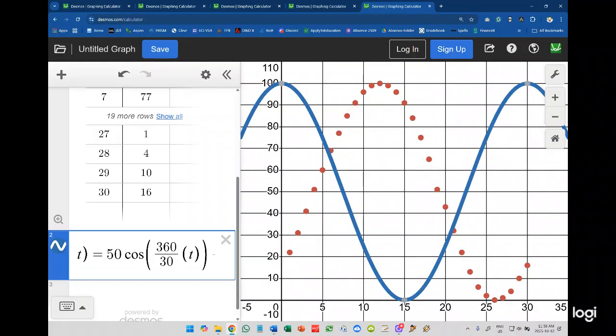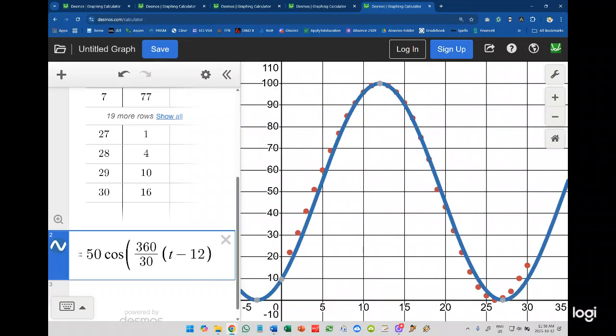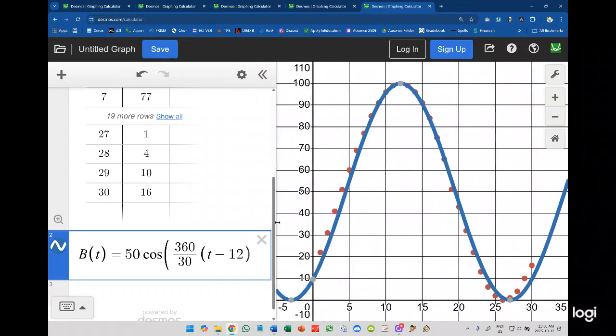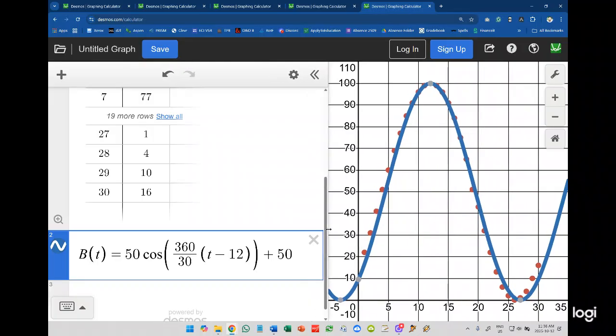And I'm going to notice that my first peak happens at November 12th. So I'm going to do -12. And that was pretty quick. And I've got something that almost matches it. Now you'll notice that it is a little bit off.